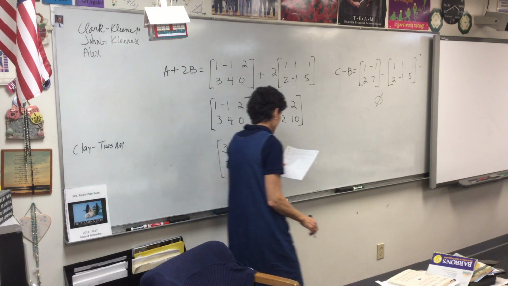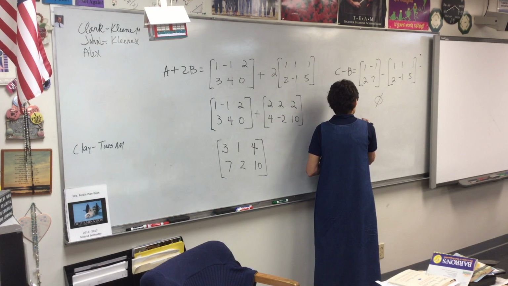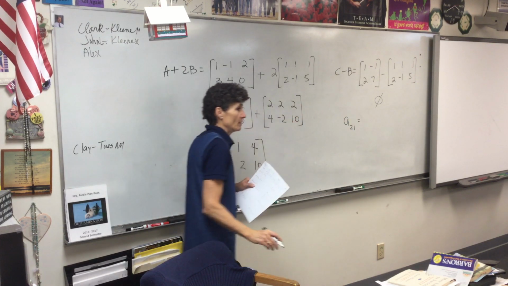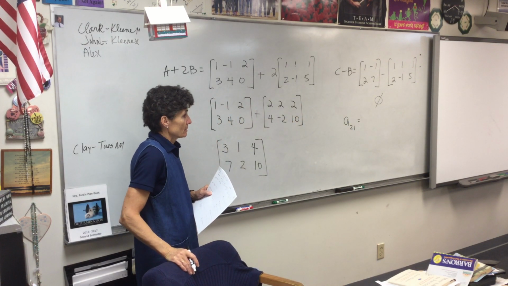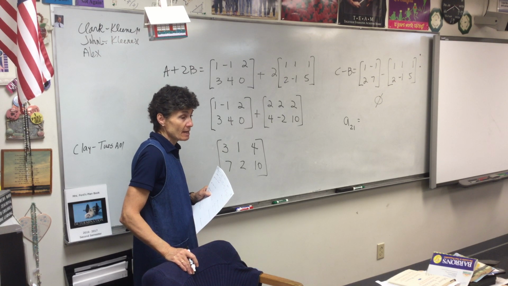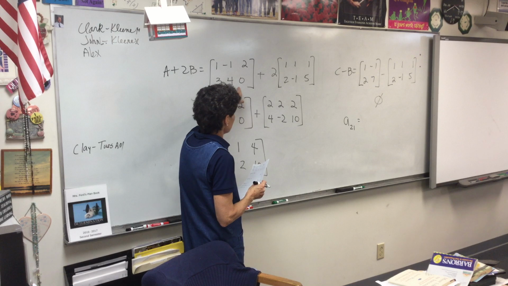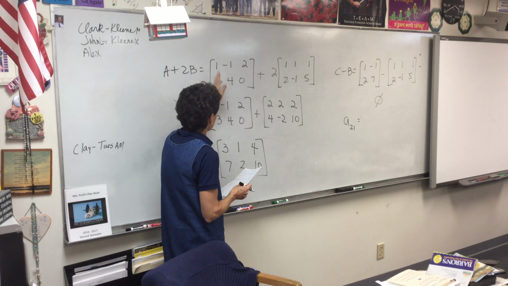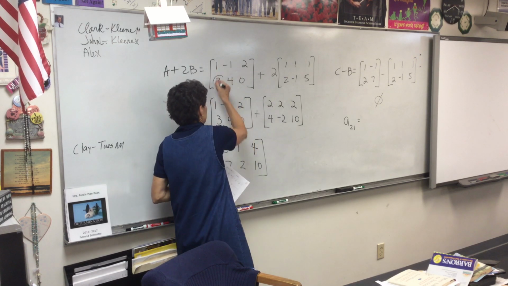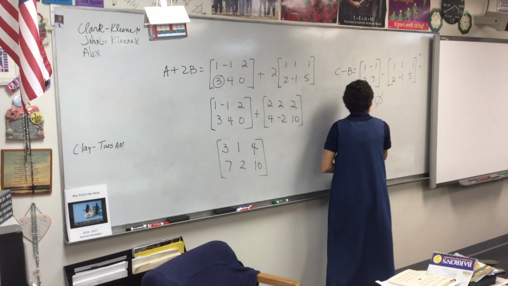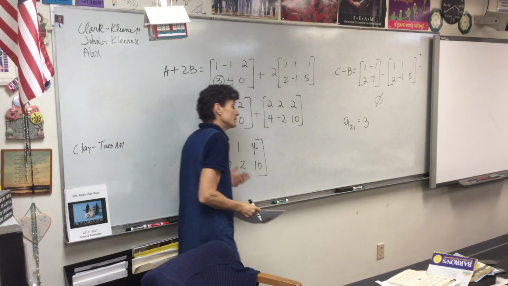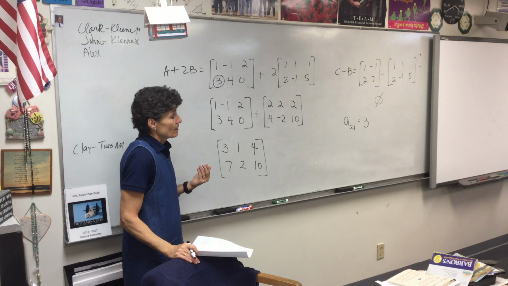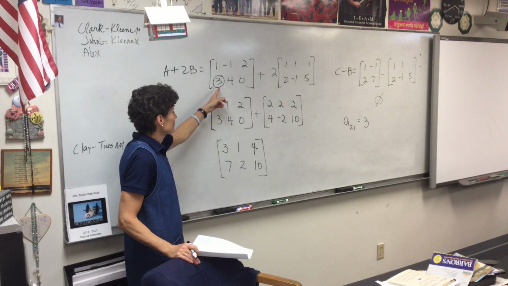All right, what does number 3 mean? A sub 2, 1. What does that mean? The second row. That means, first of all, look at matrix A, which is this one right here. I want to go to the second row in the first column. So I'm looking at that number right there. That is the entry in matrix A that is in the second row, first column. So that would be right here.